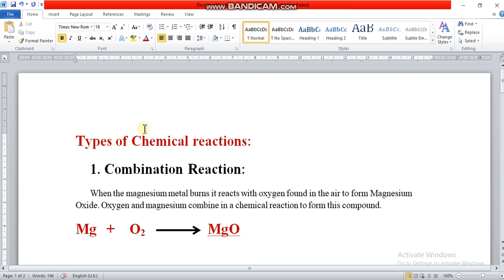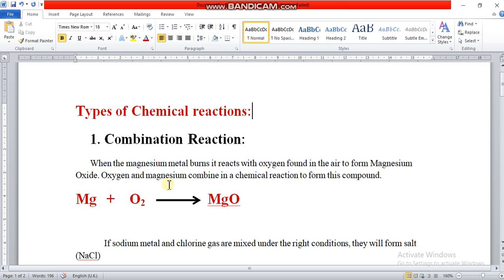The first one is the combination reaction. If we take the example of a magnesium ribbon, in the previous video we saw how the magnesium ribbon is burnt and what happens after burning. When magnesium metal burns, it reacts with the oxygen present in the air to form magnesium oxide, which is a white colored powdered substance. In the previous video also we have seen this substance.